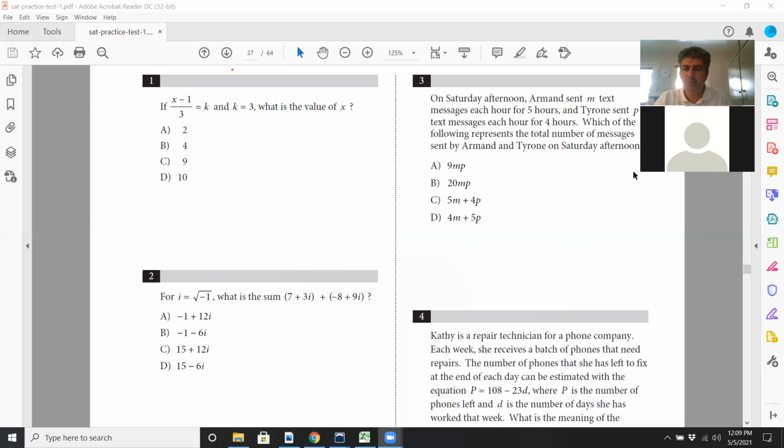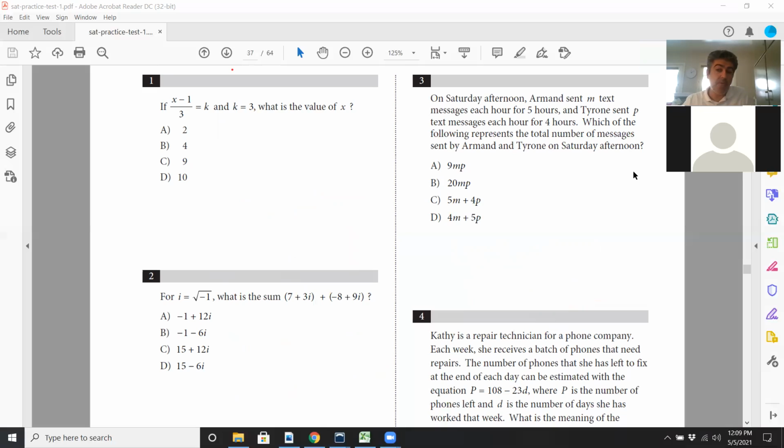Number 3 is something we don't do necessarily in high school math curriculum. You have these variables that represent different things, like Armand sends M text messages each hour for 5 hours. Tyrone sends P text messages each hour for 4 hours. Okay. So what represents the number of messages both of them send on Saturday afternoon?